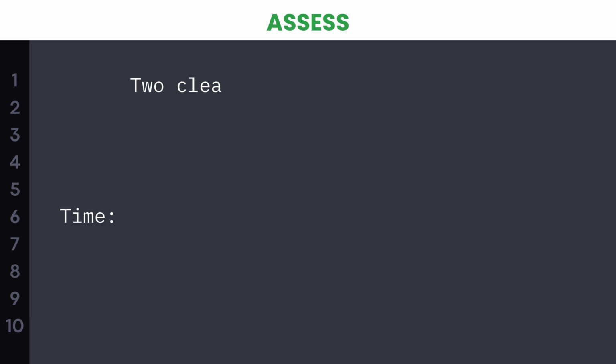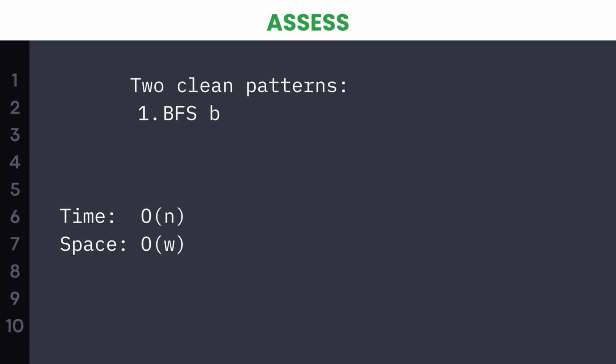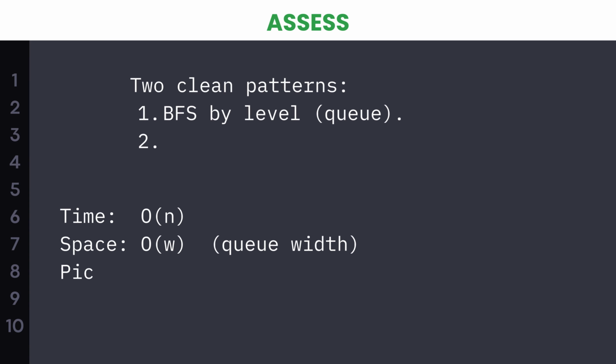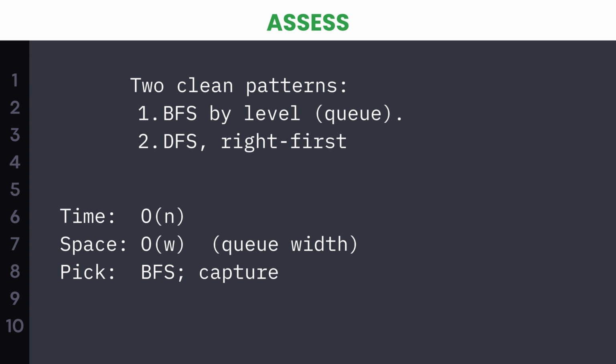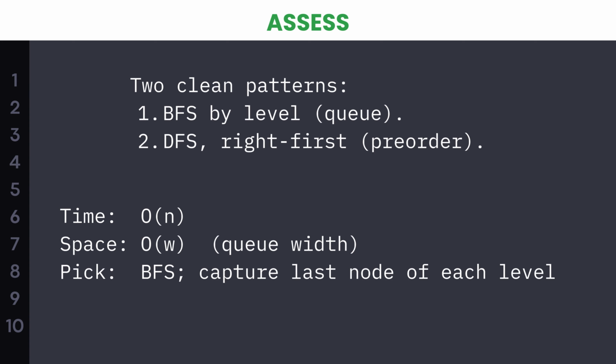Two clean patterns. BFS by level, with a queue: the last node we pop for a level is the one that's visible. DFS, right first, pre-order: the first node we hit at each depth is visible. Both are O(N) time, O(W) space, where W equals tree width. We'll do BFS. It maps perfectly to one value per level.